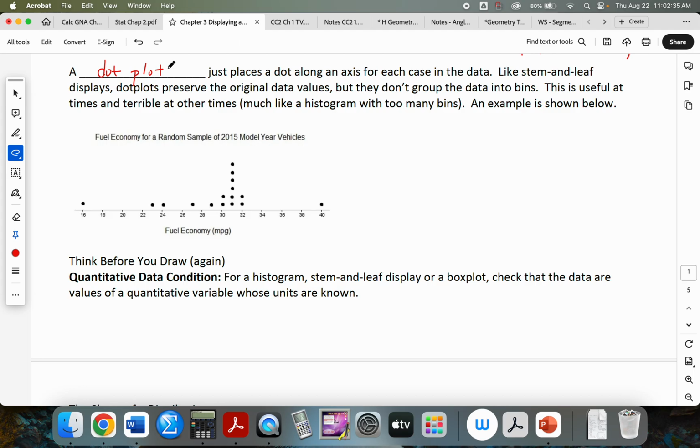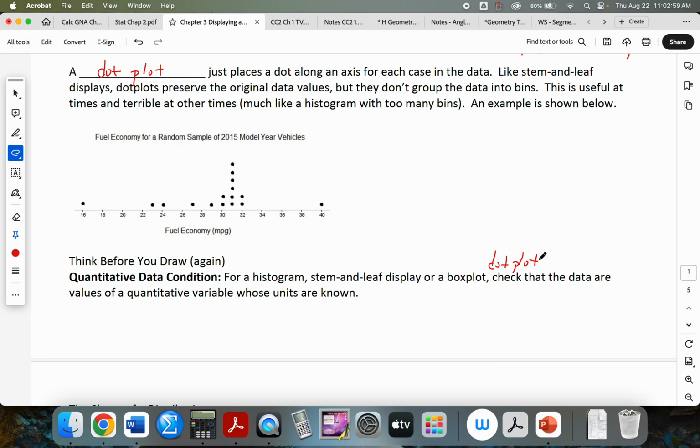So, the condition for quantitative data, if you have a histogram, stem and leaf, box plot, and I'll add dot plot to that: check that the data are values of quantitative variables whose units are known.